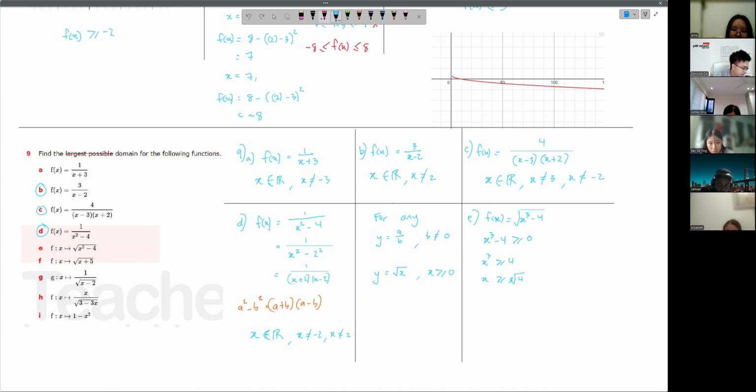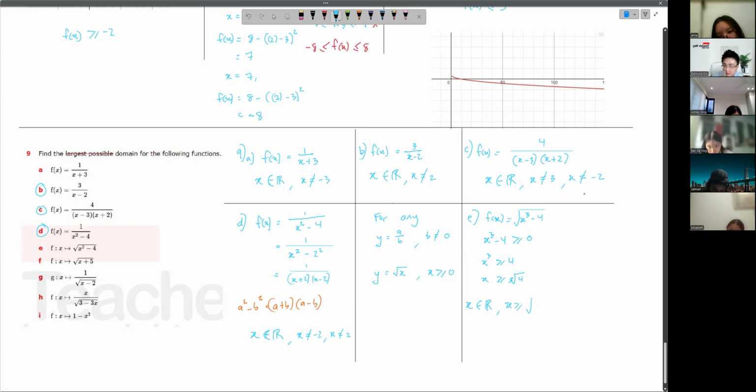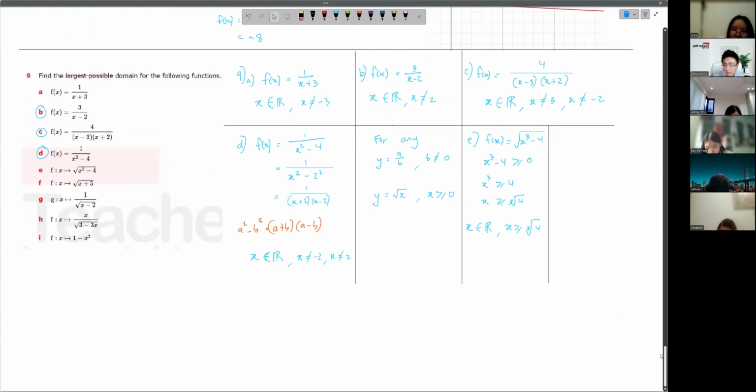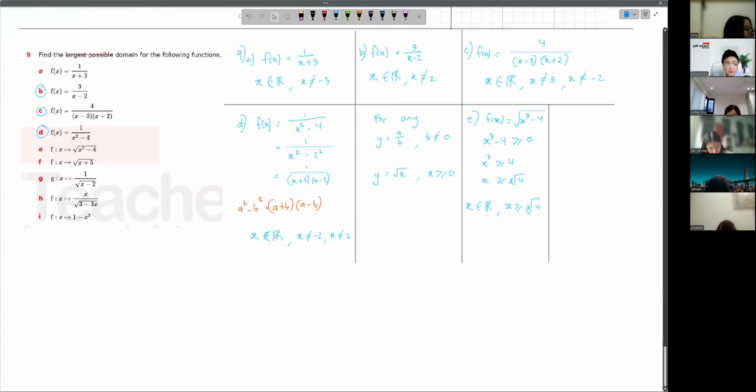Wait, let me check something. You write the real number, okay? Write the real number. So x, write the real number, and x is bigger or equal to cube root 4. Yeah. You try the others, F, G, H, and I.